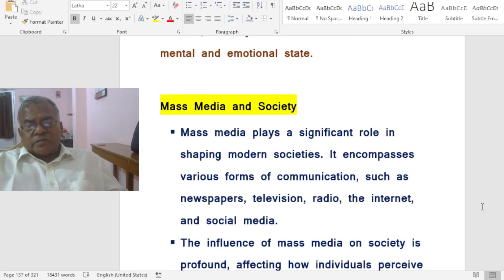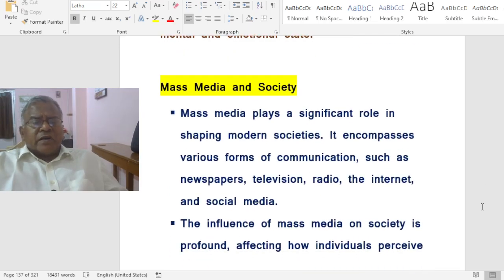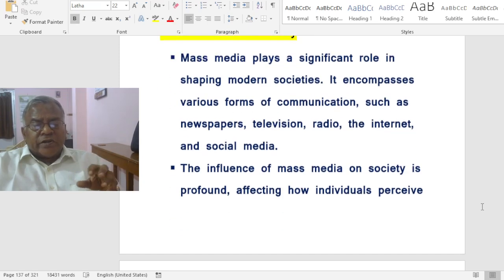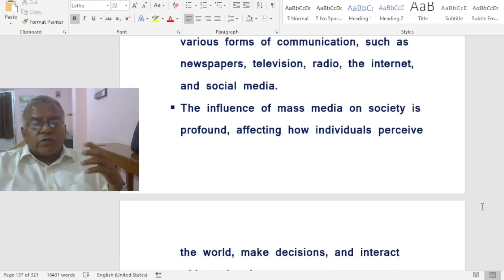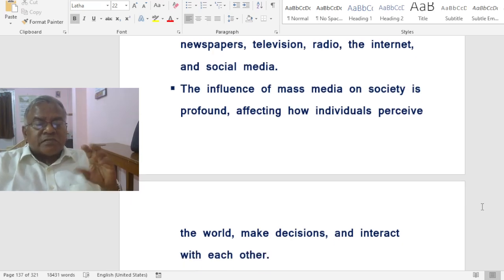Then mass media and society. Mass media plays a significant role in shaping modern societies. It encompasses various forms of communication such as newspapers, television, radio, the internet and social media. The influence of mass media on society is profound, very deep, affecting how individuals perceive the world, make decisions and interact with each other.